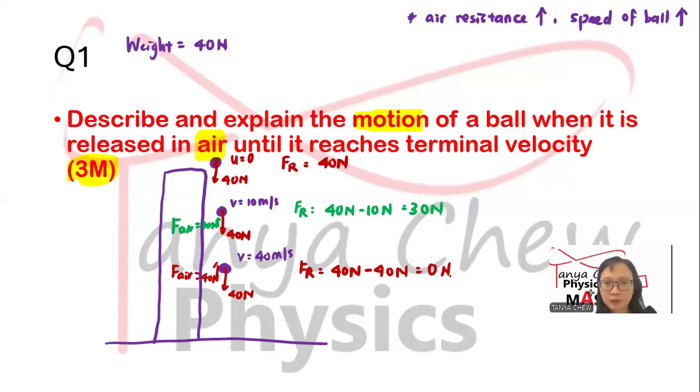When I get 0 Newton, it also means that my resultant force is equal to 0, because resultant force is related to acceleration. No resultant force, no acceleration. So the ball will stop accelerating, and from that point onward, the ball will fall with that velocity, 40 meters per second, until it reaches the ground. That velocity is called terminal velocity.